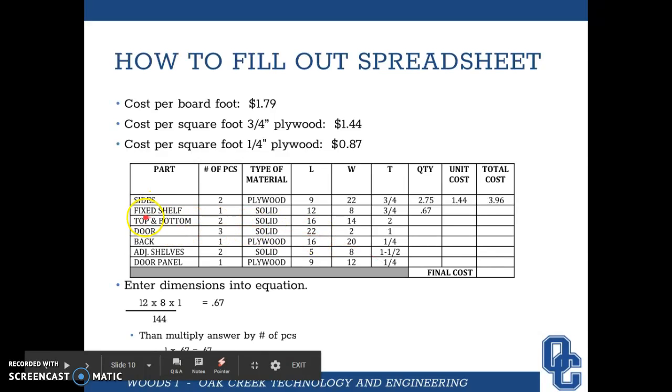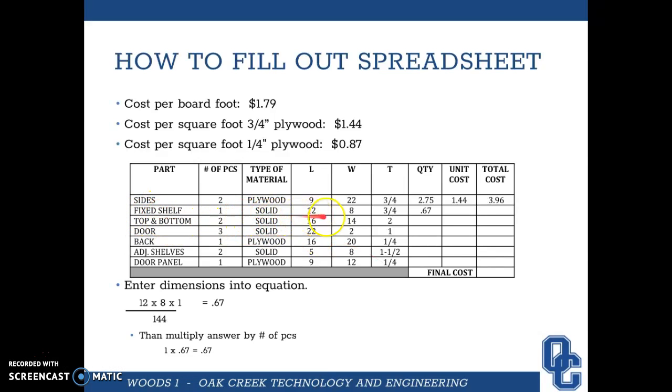Let's go ahead and try a couple more of these. So let's first look at the type of material that we're going to be working with here. We're going to be using solid oak. So the calculations that we're going to have to do are going to be length times width times thickness, unlike the plywood, which is just length times width. Here we're going to use length times width times thickness because it is solid.